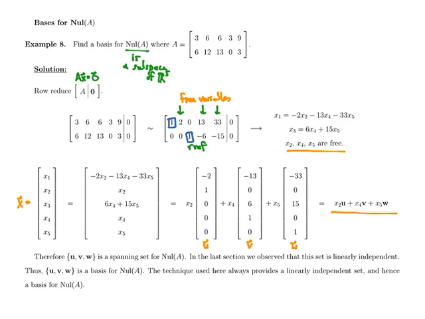So because of that, we know that u, v, and w is a spanning set for the null space, and we need it to be a spanning set. Now we need to show that they're linearly independent, but we actually already did that in the last section. So therefore, this set is a basis for the null space. And this wasn't just a coincidence. We said that in this process, we are always going to get a linearly independent set. So this technique is always going to provide a basis for the null space. We need to row reduce the augmented matrix of the homogeneous system and then rewrite the solution in vector form, and those vectors form a basis for the null space.